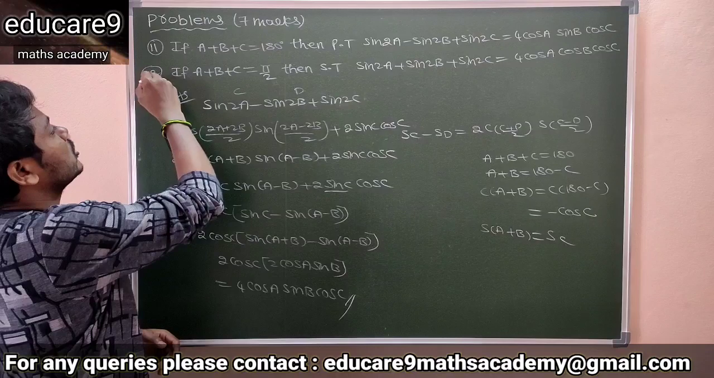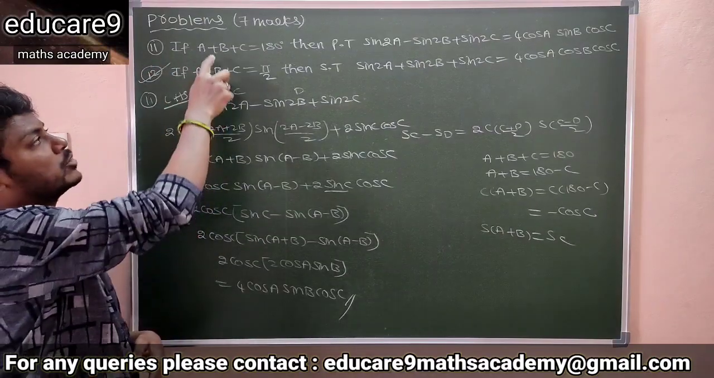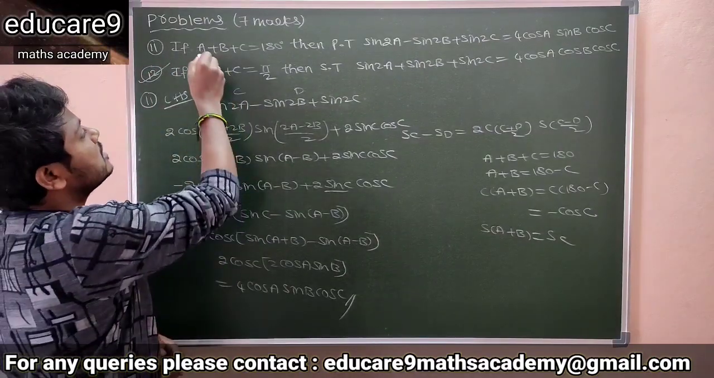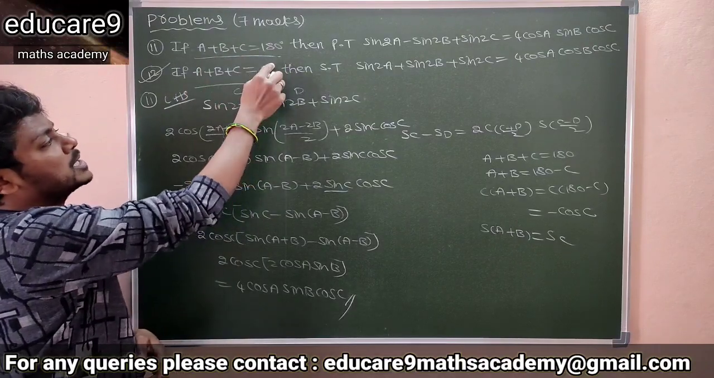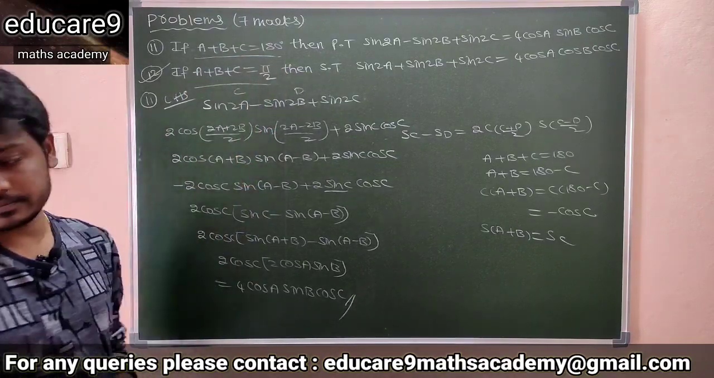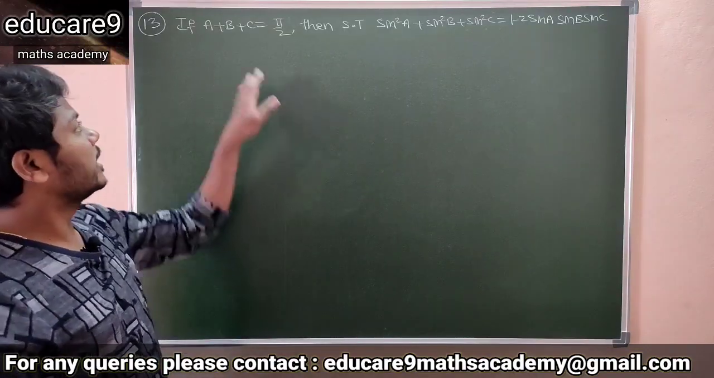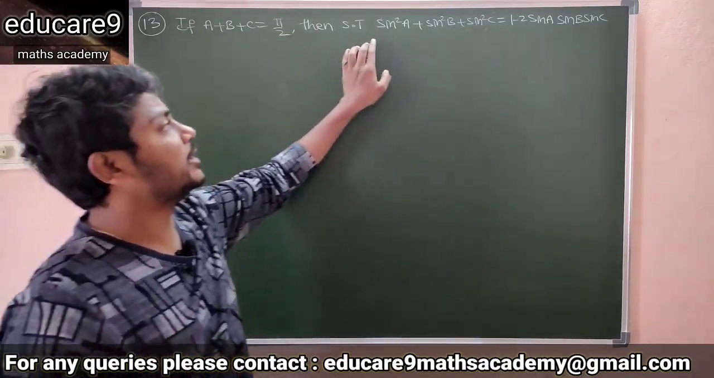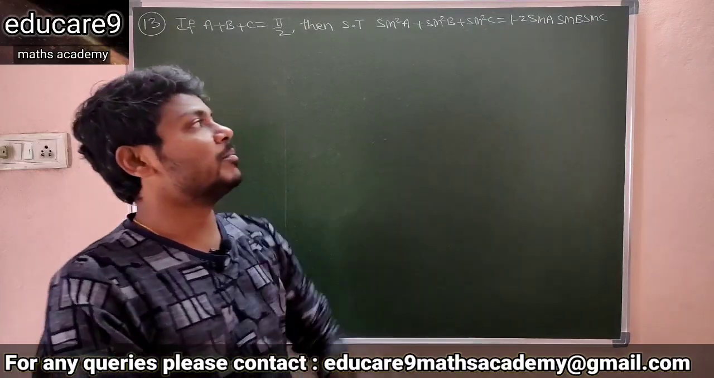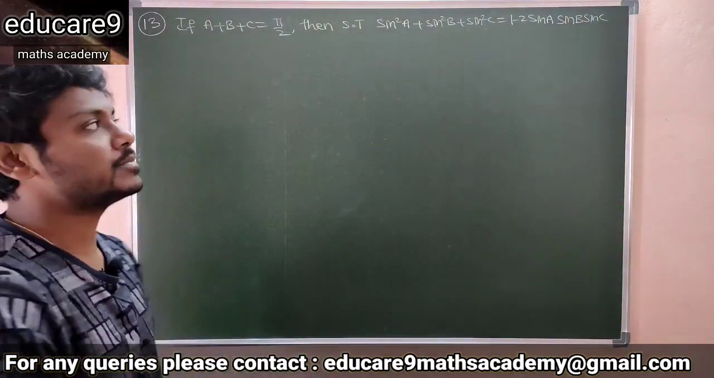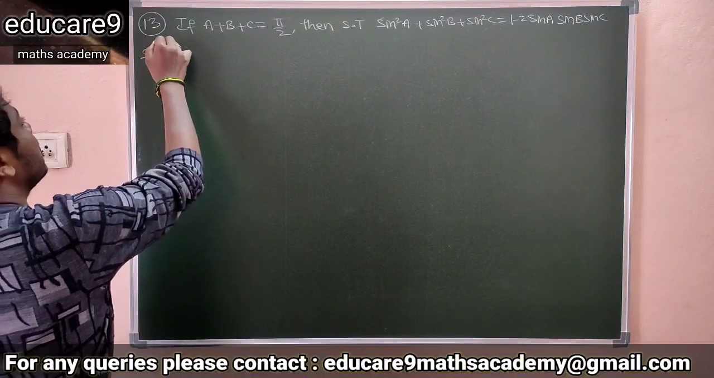So try to solve question number 12. This is similar to this one, but there is a small change: here a plus b plus c is 180, but there a plus b plus c is 90. So see the next question. If a plus b plus c is 90, then show that sin square a plus sin square b plus sin square c is 1 minus 2 sin a sin b sin c. So see our solution.